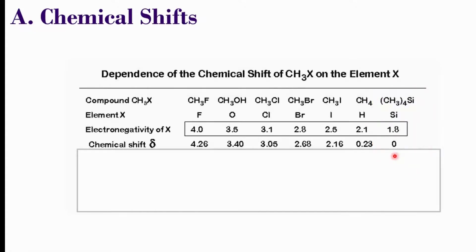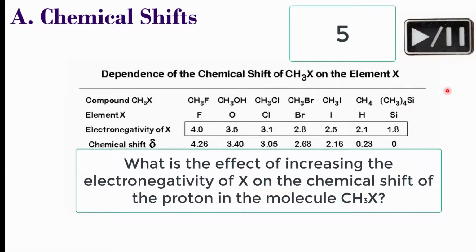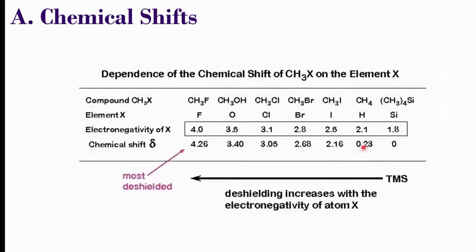ppm value. What is the effect of increasing the electronegativity on the chemical shift of a proton? Pause the video and resume when you have an answer. As the electronegativity of the atom X increases along this series, we see an accompanying increase in the chemical shift of that proton's NMR signal.